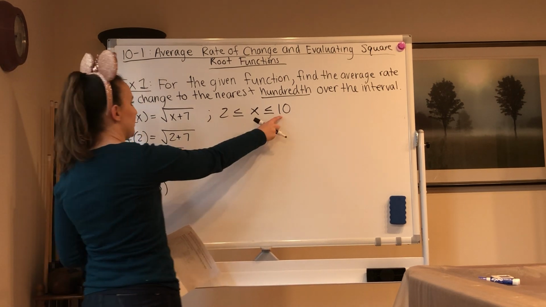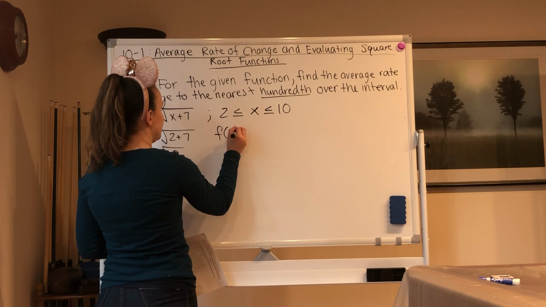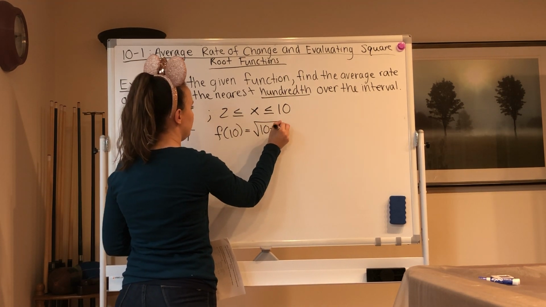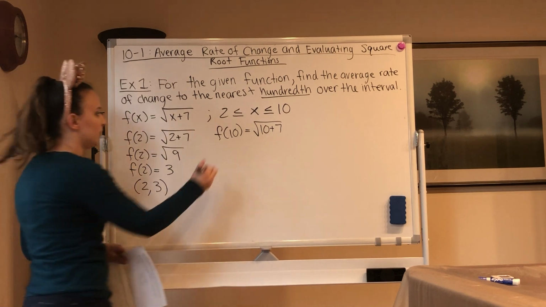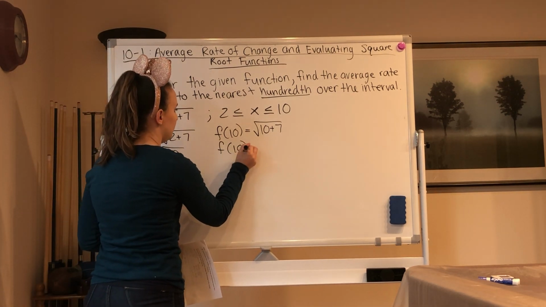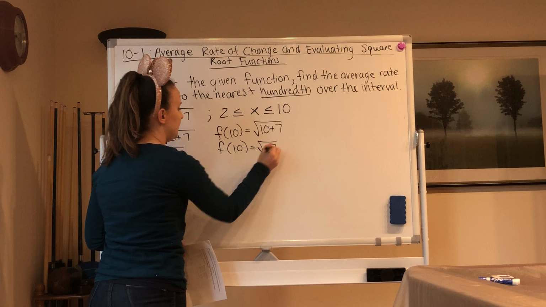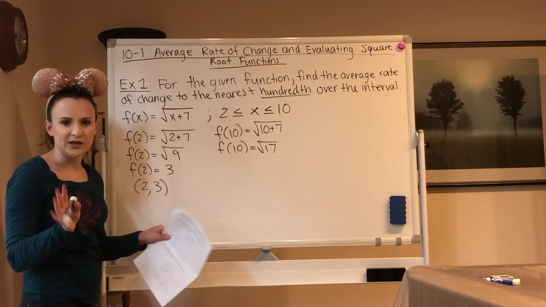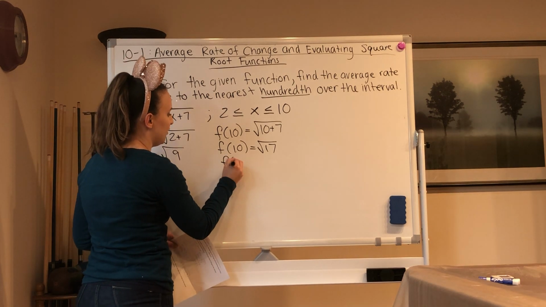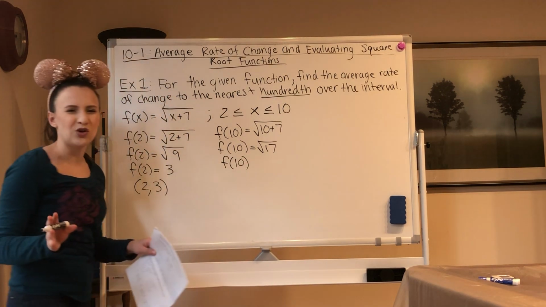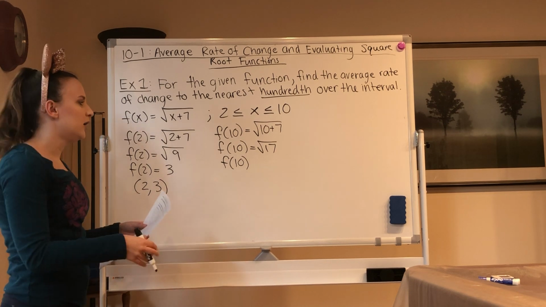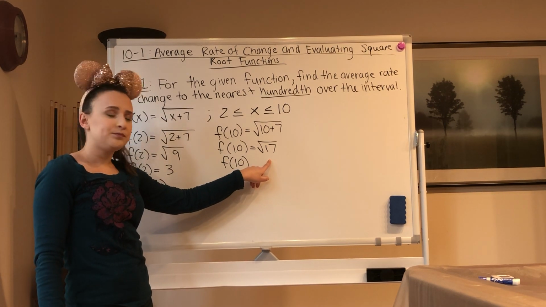We plugged in 2, we got out 3. Now we're going to do the same thing with 10. F of 10 equals the square root of 10 plus 7. F of 10 equals the square root of 17. Now you might want to just leave it like that because we're working with radicals and we can't simplify, we often leave it. But since we're doing slope, it would be kind of weird to have radicals and slopes. So we're going to put that into a calculator.